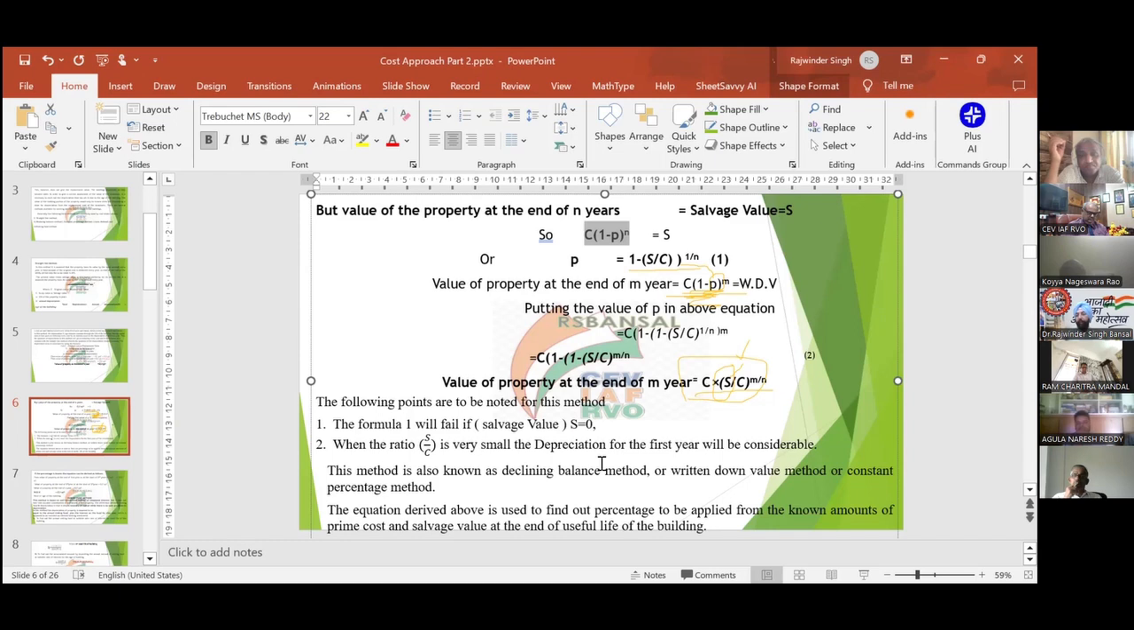If the life of the building is 60 years, so this is the value of the building at the end of 60 years. But when you go for doing valuation, let us suppose the age of the building is, instead of 60 years, 20 years. So now the value of the building at the end of any years, let us suppose m years, will be equal to C into (1 minus P) raised to power m. Instead of n, you will be having m.